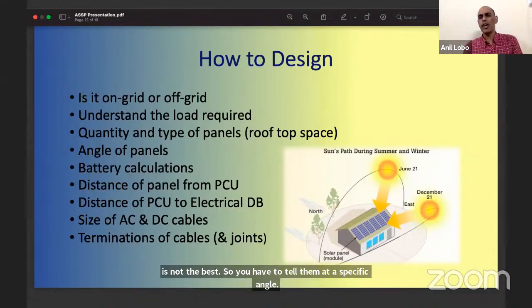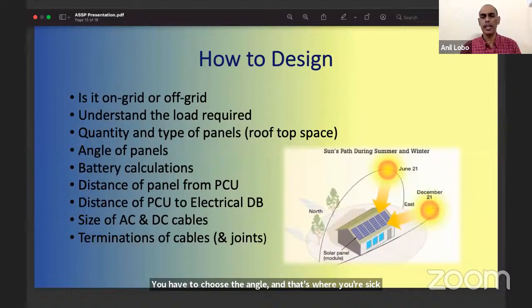Based on how far you are from the equator, you have to choose the angle, and that's where your system integrator will choose the right angle. If you are in India, the typical angle is between 22 degrees up to 32 or 35 degrees from the horizon. If you're in the northern hemisphere, the angles can go as high as even 45 degrees. So choose the angle and the location of the panel in coordination with your system integrator.